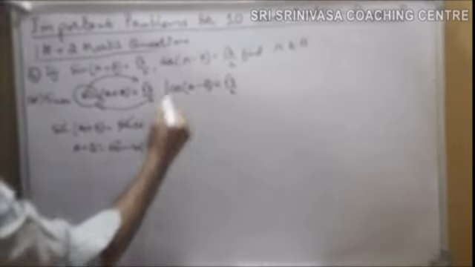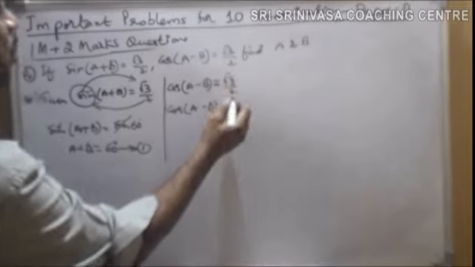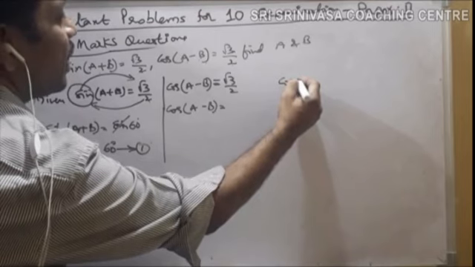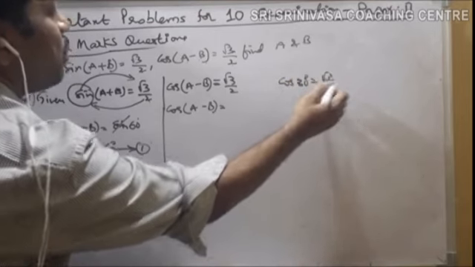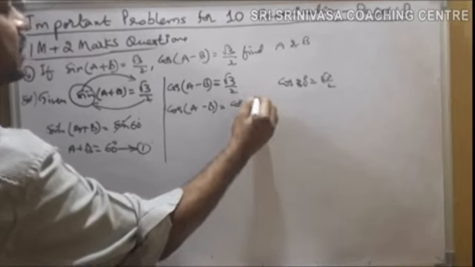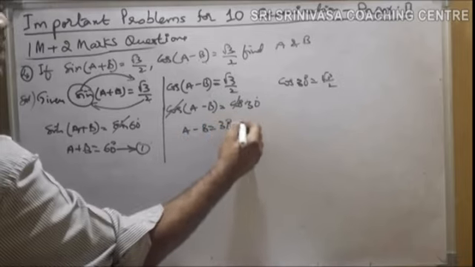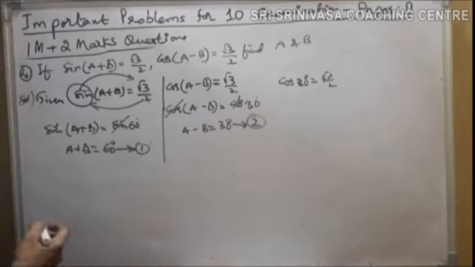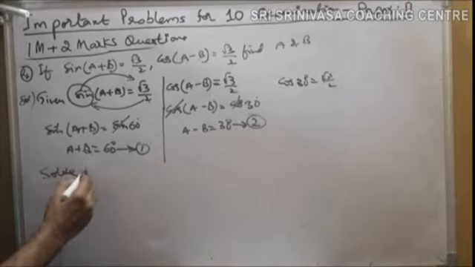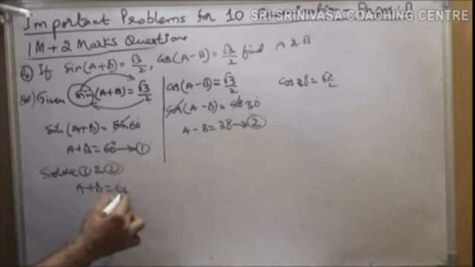Now I'll go for second equation. So cos of a minus b equal to root 3 by 2. So cos 30 degrees is root 3 by 2. So therefore I can say here it is cos 30 degrees. So cos will get cancelled. So a minus b equal to 30 degrees. Let me take this as equation 2. So here we have two equations. Let us solve both the equations. Solve 1 and 2 equation. My first equation is a plus b equal to 60 degrees.